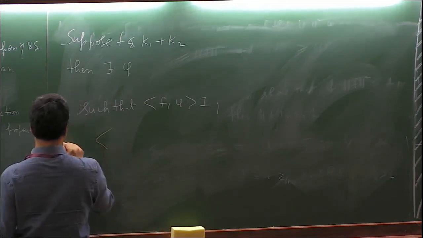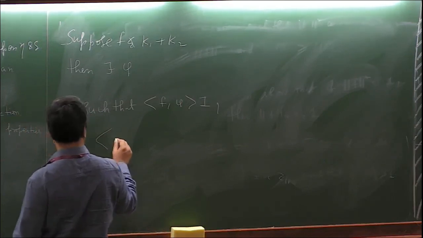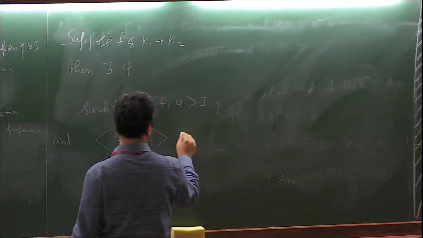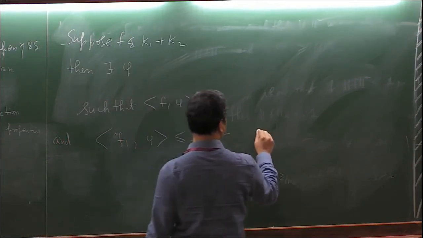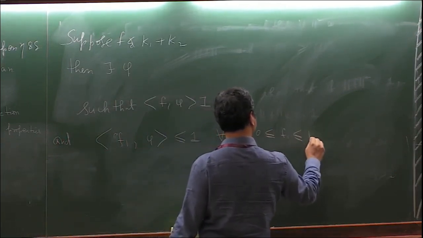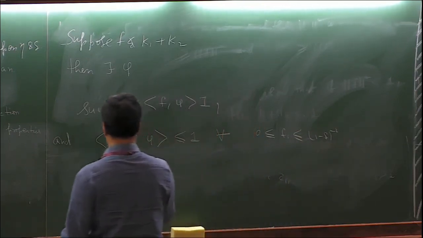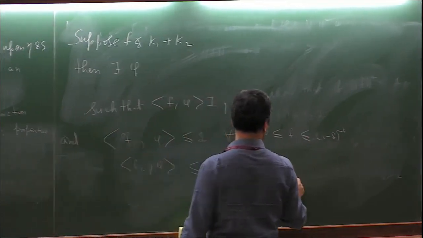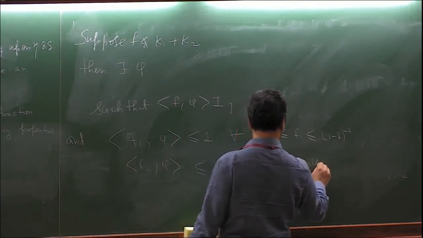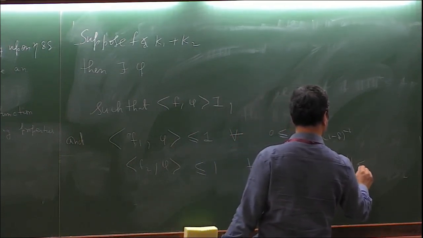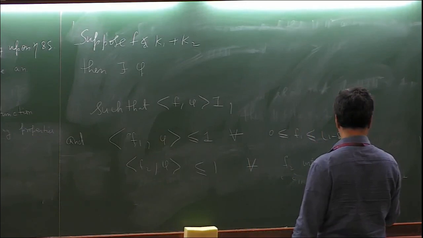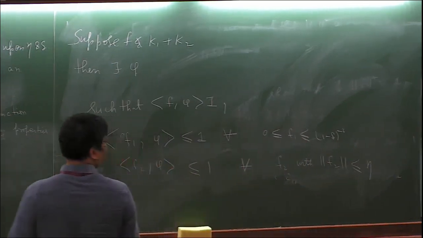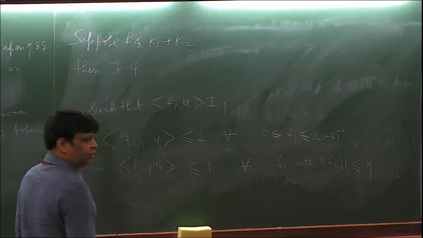And F1 phi is less than or equal to 1 for all F1 in K1, and F2 phi is less than or equal to 1 for all F2 with norm less than or equal to eta. Okay? Now let me give you a proof.